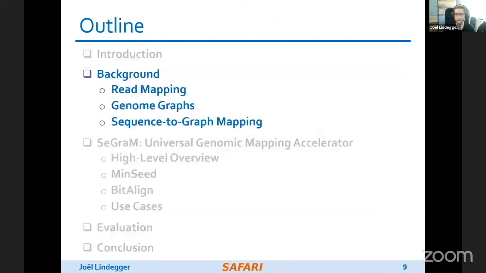Okay, so that was supposed to be a short overview. Now let's go into a more detailed background, mainly over graph mapping and why we need it.